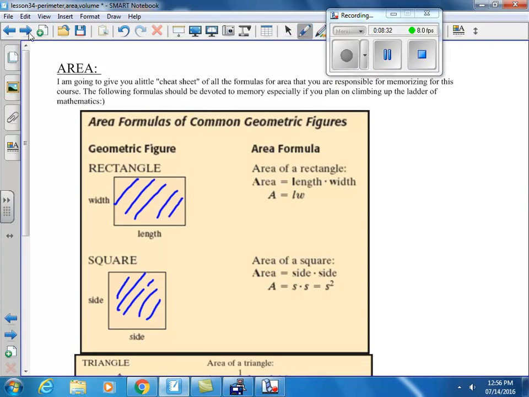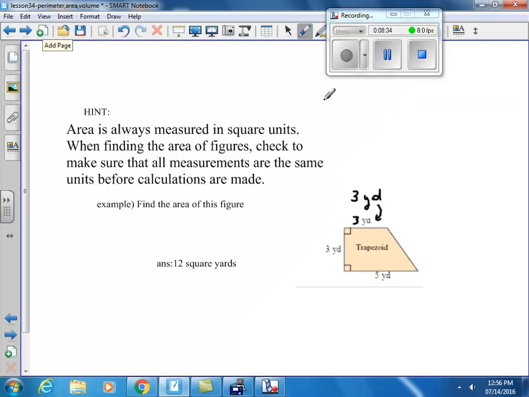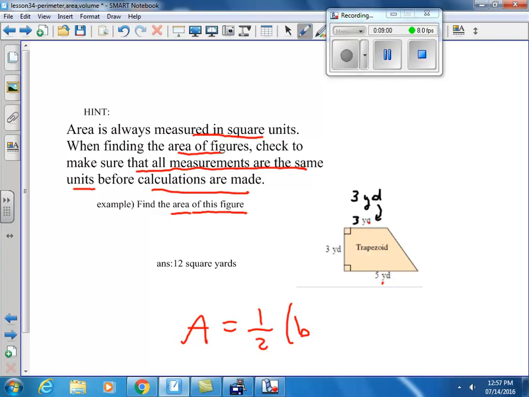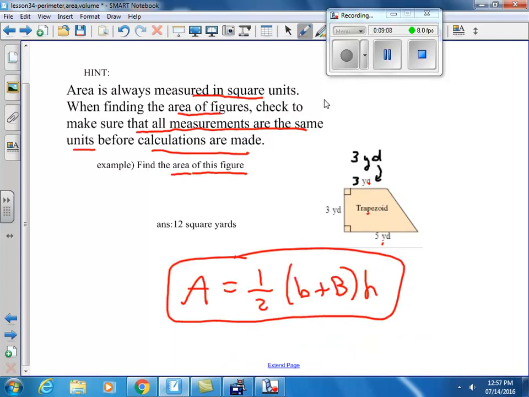Now you have this here in your notes that you've printed out on iTunes. What I'm going to do on the next slide is just dive right in and apply it. So you just want to be comfortable grabbing any of those situations at any time and applying those formulas. So here we go. Area is always measured in square units. When finding the area of a figure, check to make sure that all your measurements are the same units before you make your calculations. So here we're all in yards, okay? And I want to find the area of this figure. So first thing you do is you should grab the formula, 1/2 little b plus big B times the height. That's because it's a trapezoid. So I grab the formula and I start plugging and chugging. Okay, little b means little base. So your little base is this, 3.